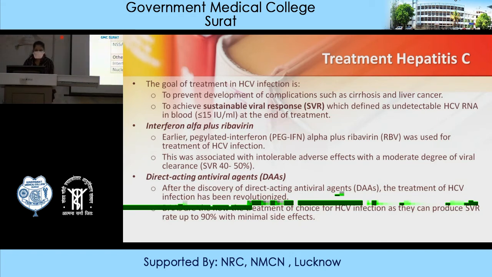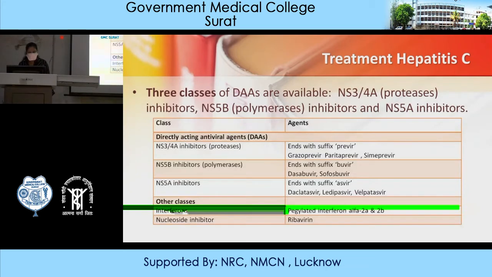Now 3 classes of direct acting agents are available: NS3/4A protease inhibitors, NS5B polymerase inhibitors, and NS5A inhibitors. For the NS3/4A protease inhibitors, those with the suffix previr, these are drugs like grazoprevir. NS5B polymerase inhibitors end with the suffix buvir, like dasabuvir. NS5A inhibitors end with the suffix asvir. The other classes are the interferons and the nucleoside inhibitor, which is ribavirin.